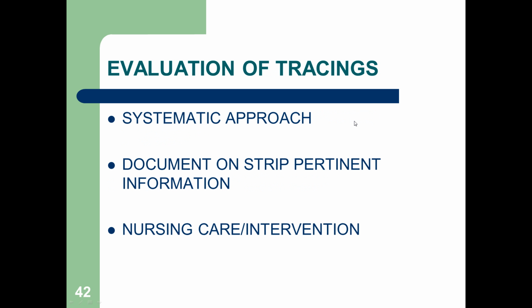Okay? So you're going to evaluate the tracings. You're going to use a systematic approach. You're going to document on the strip pertinent information such as position change, bedpan, membrane status, their vital signs, if you gave any medications. Those are some of the things you're going to put on the strip, okay? And you're going to continue to monitor. Nursing care and intervention certainly is monitoring. And if you're not certain of what this strip may look like, you go and get someone else to help you with it, okay? So you can always get a second opinion, okay?